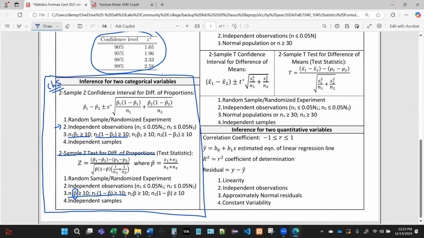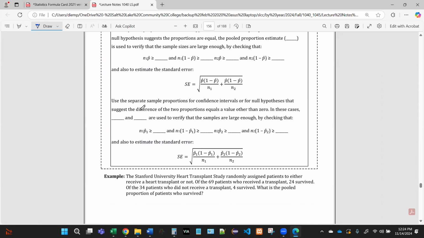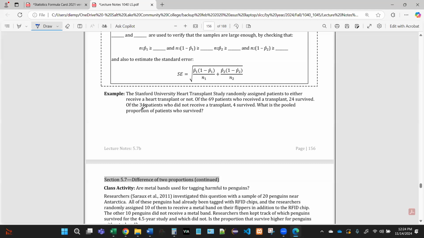Okay, so that's a lot of talking. Let's actually just practice with one of these pooled proportions. Okay, so back to the heart transplant study. If we were to do a hypothesis test for that, what would that look like? What would the pooled proportion be?